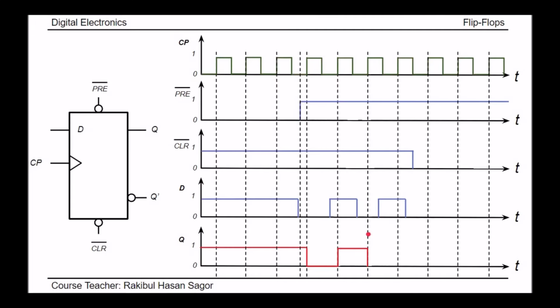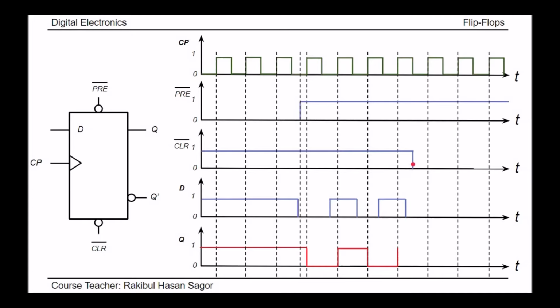Again, during this period of time, let's check what we have. We have preset and clear equal to 1, so they are deactivated, so it will follow the previous up to this timing. In the next clock pulse triggering, what do we have? We have preset equal to 1, clear equal to 1, D value equal to 1. So at this triggering point, the output will go to the 1 position again.